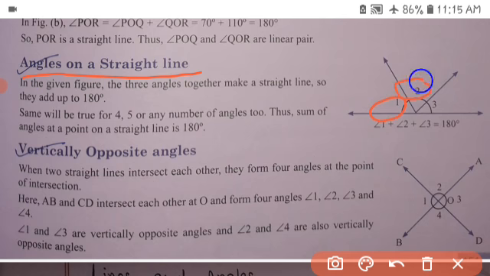Angle 1, angle 2, angle 3. The sum of these three angles is equal to 180 degrees. Angle 1 plus angle 2 plus angle 3 is equal to 180 degrees.